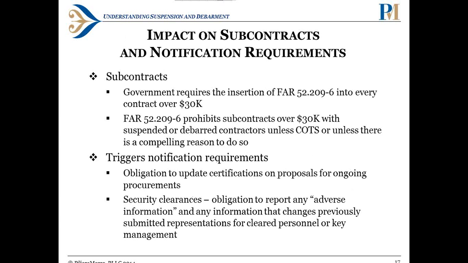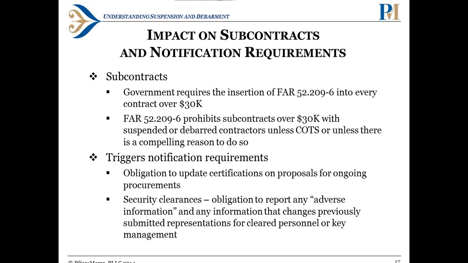It can also impact subcontracts. There's a clause that's required to be in every contract over $30,000 that says that you cannot have a new subcontract with a debarred contractor unless there's compelling reason to do so. And if you find that there's compelling reason to do so, you have to notify the government and you have to get the government approval. This doesn't apply to commercial off-the-shelf items, but other than that and the $30,000 limitation, it's broadly applicable.